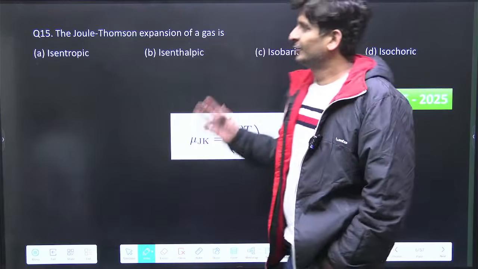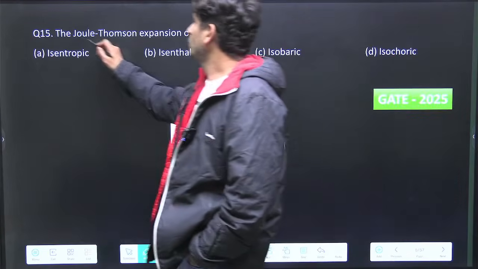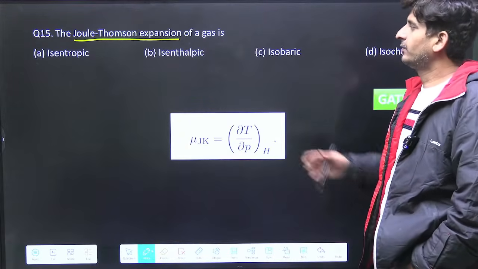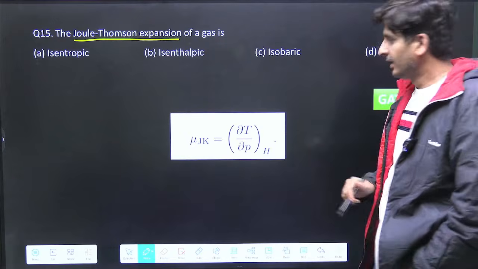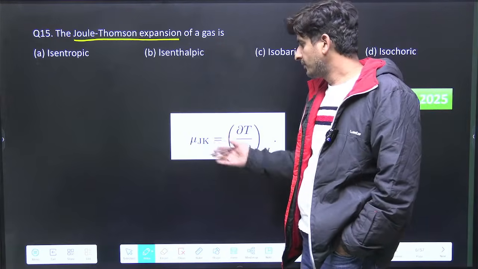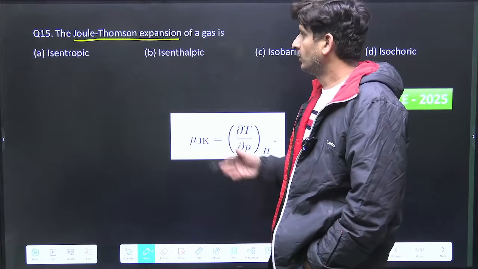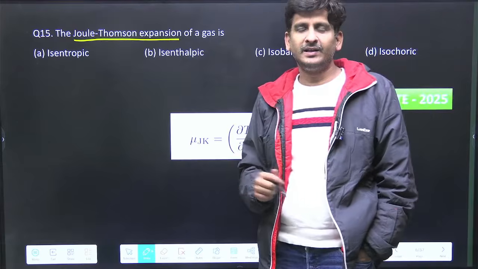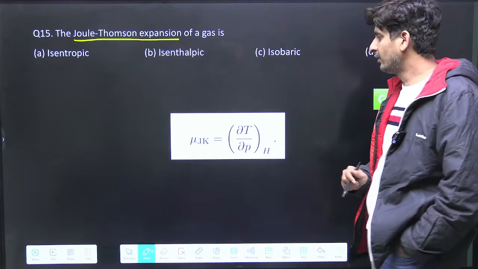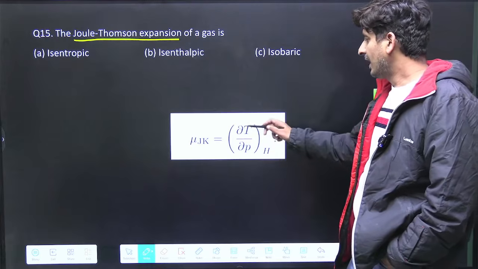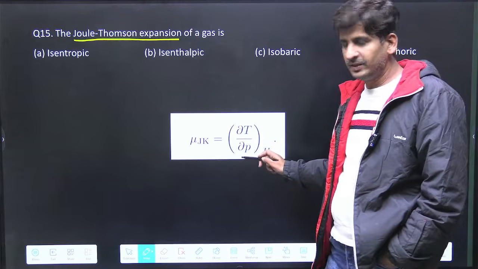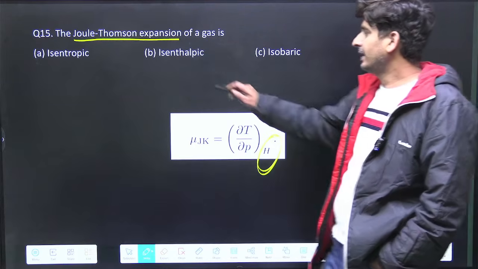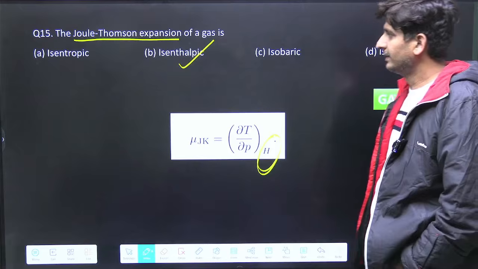Hello everyone. So this was a question on Joule-Thomson expansion of a gas, and they have asked what type of process this is. So we know that Joule-Thomson or Joule-Kelvin are both the same. For this expansion, there is a coefficient that is calculated, known as the Joule-Thomson or Joule-Kelvin coefficient, and it is how the temperature changes with pressure at constant enthalpy. So first of all, it is an isoenthalpic process.